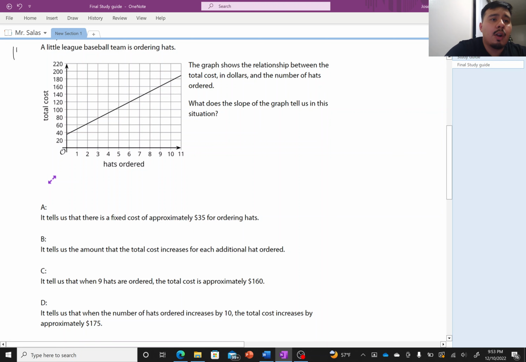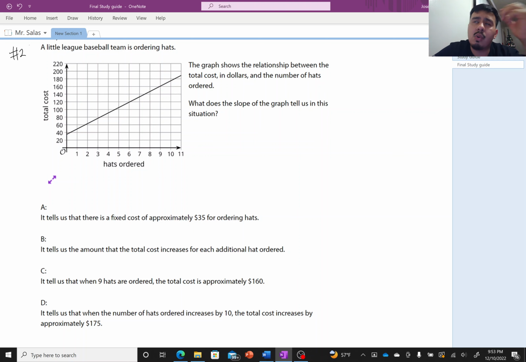We are going to be working on number 2. Problem number 2 says, a Little League baseball team is ordering hats. The graph shows the relationship between the total cost in dollars and the number of hats ordered. What does the slope of the graph tell us in this situation?